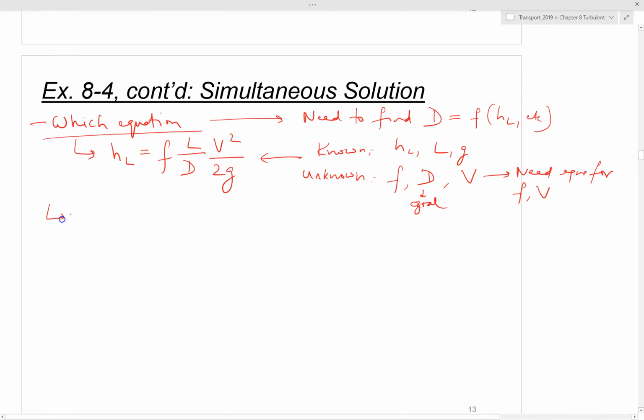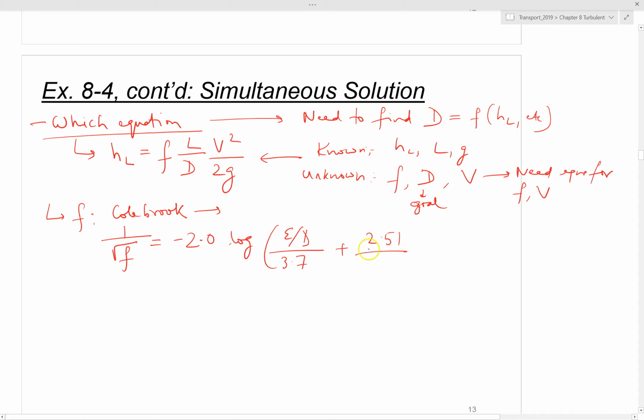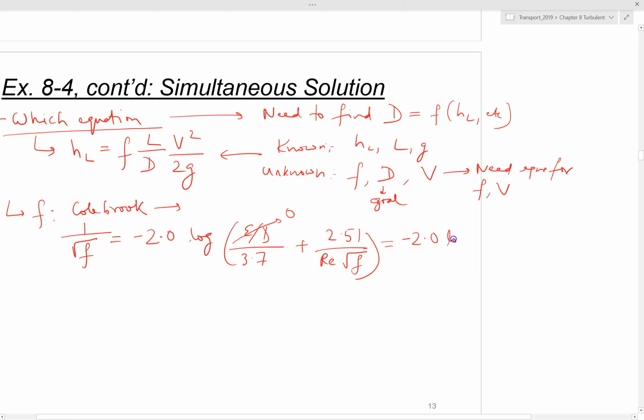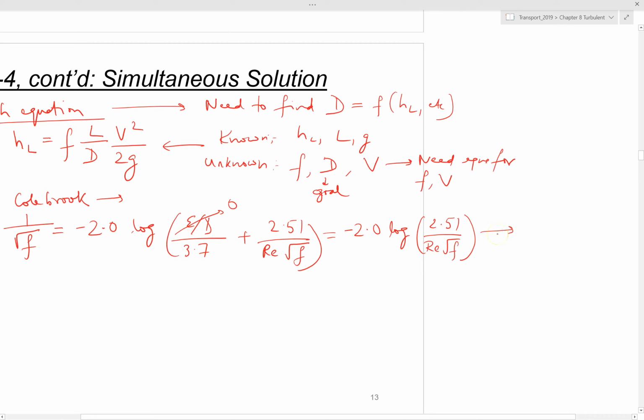So for F, what do we use? The Colebrook equation, very convenient. 1 over square root of F is equal to minus 2.0 log of (E over D divided by 3.7 plus 2.51 over Reynolds number times square root of F). Right, here E goes to 0, so it is equal to minus 2.0 log of 2.51 over Reynolds number times square root of F. So now we are stuck with the unknown RE, so we also need the knowledge of the Reynolds number.